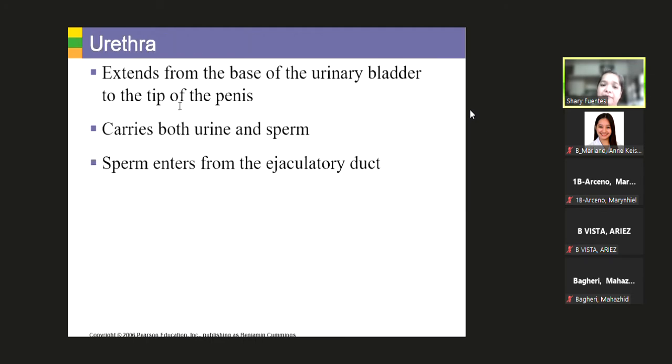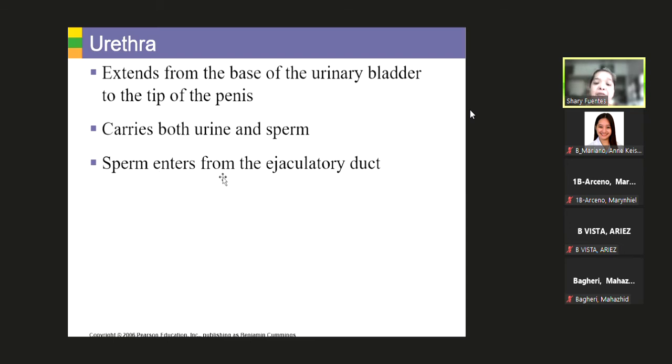Okay? The urethra. Okay, that's the last part of your ductal system. They extend from the base of the urinary bladder to the tip of the penis. They carry both the urine and the sperm. They carry both but not at the same time. Kasi baka magtanong kayo, ma'am, during sexual intercourse ba, makaihi bang lalaki? No. One at a time. They only serve one master at a time. So, hindi pwede pagsabay sa two masters at a time. So, kung ihi-ihi lang, kung sperm-sperm lang. Walang hindi pwede pagsabayin yung dalawa.